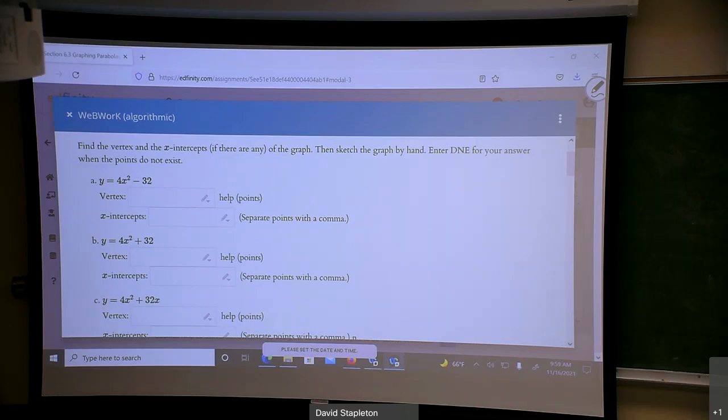The stretch factor is 4. The absolute value of 4 is 4. Flip, there's none because 4 is greater than 0. So all I have to do to sketch this one is put the vertex at 0, minus 32. Stretch it by a factor of 4. On the baby parabola, if I go over 1, I go up 1.